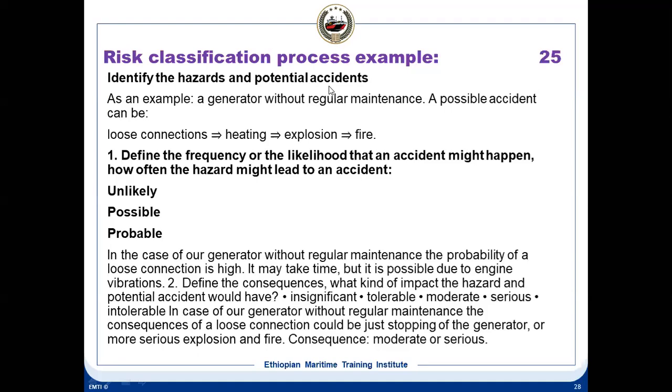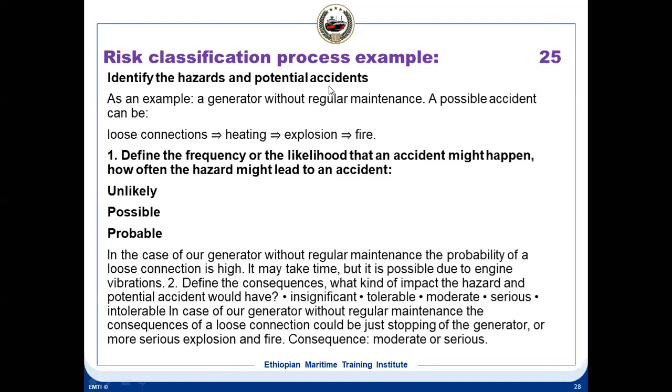Then you first define the frequency or likelihood that an accident might happen. In risk assessment there is a special format, and in that you have to mention this. What is the frequency and what is the likelihood that an accident can happen? Is it unlikely, or possible, or probable? For a generator without regular maintenance, the probability of loose connection is very high. It may take time, but it is possible due to the engine vibrations.